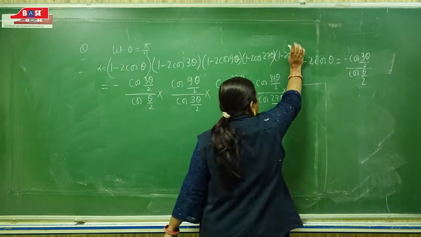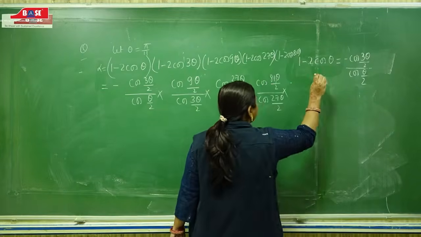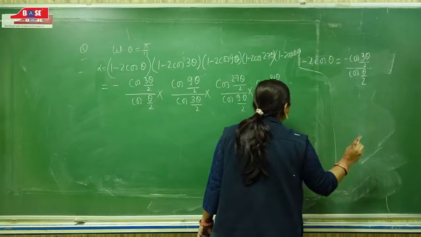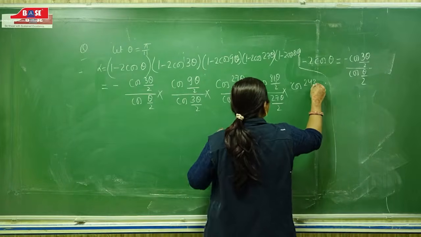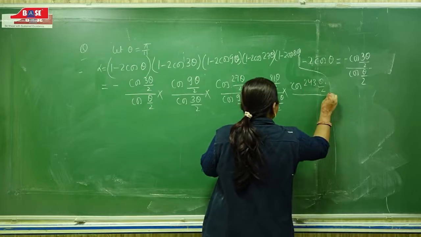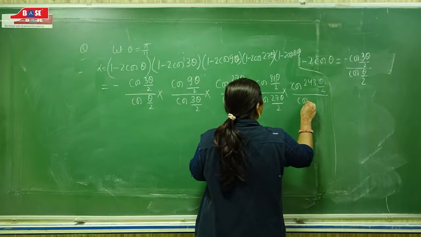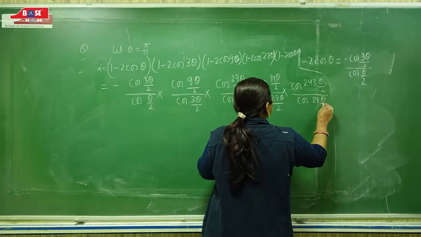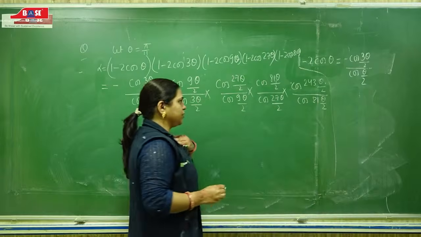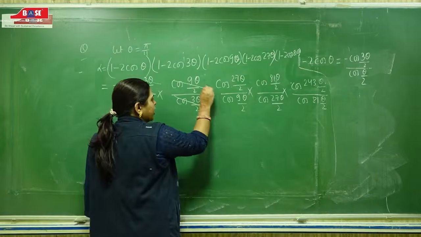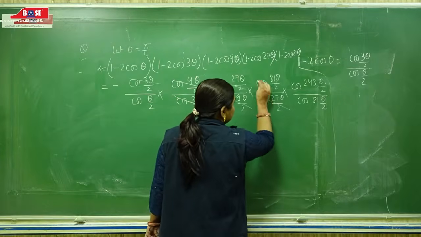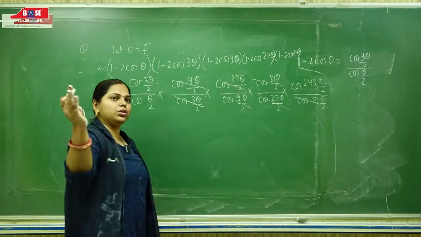Now the last part. The last part is important, which we should write. So what is the last part I am getting? Cos of 243 theta by 2 divided by cos of 81 theta by 2. Are you able to observe? Now you will feel very happy looking at this, because the intermediate terms are getting cancelled. So I am just left with a few terms.